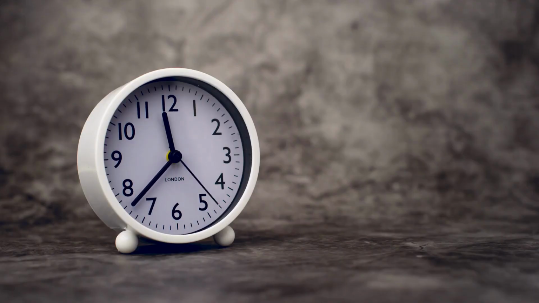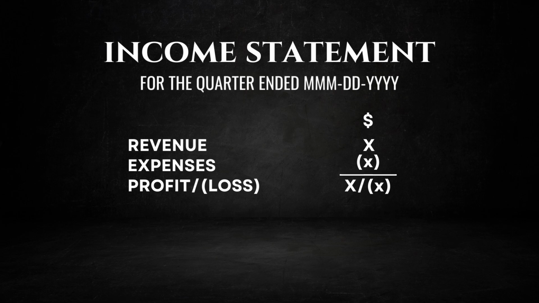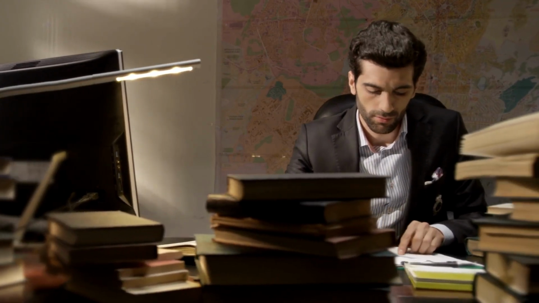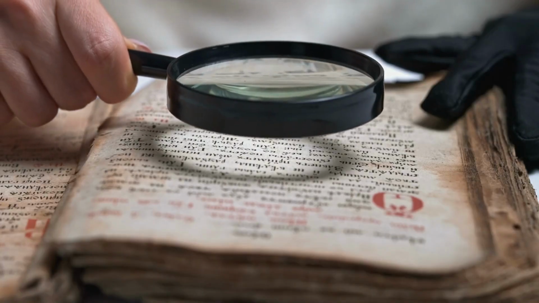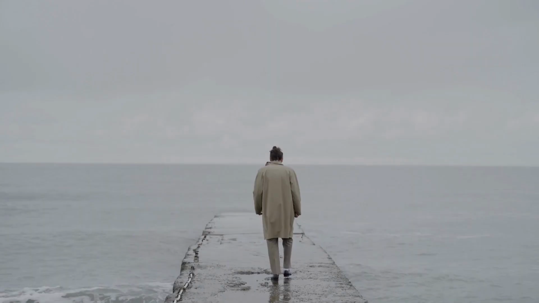Now let's talk about time. The income statement covers a specific period, which could be a month, a quarter, or even an entire year. It's like exploring a thrilling chapter in the book of a business's financial life. And just like a gripping story, it leaves us eager to find out what happens next.